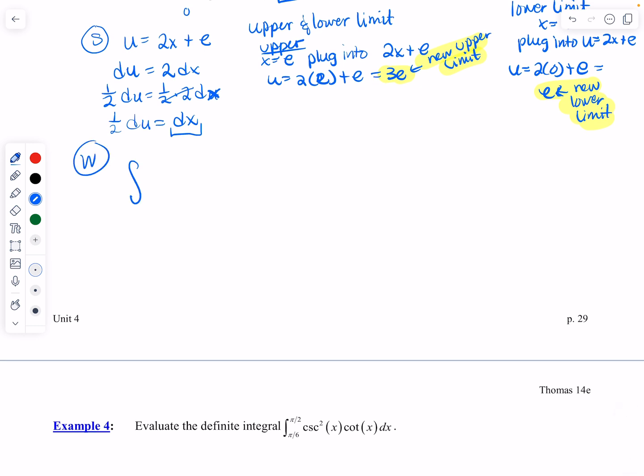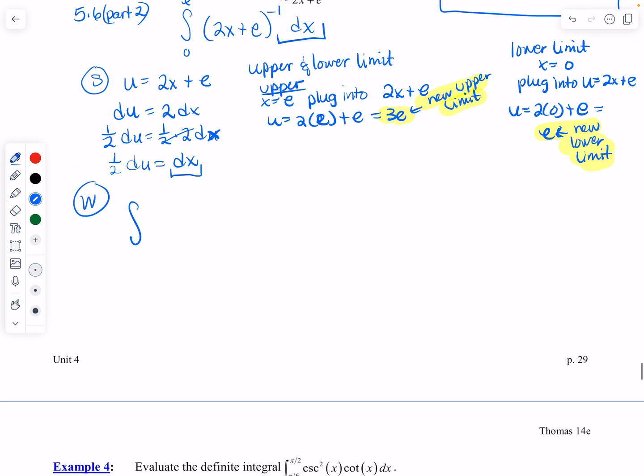So the next step in all this is I have to write things in terms of u. So my integration is now going from the lower limit, which is e, to the upper limit, which is 3e. And then I have u to the negative 1 times what dx is, 1/2 du. So rewriting this by kicking the constant out, I get 1/2 u to the negative 1 going from e to 3e du. Now it's time to integrate.